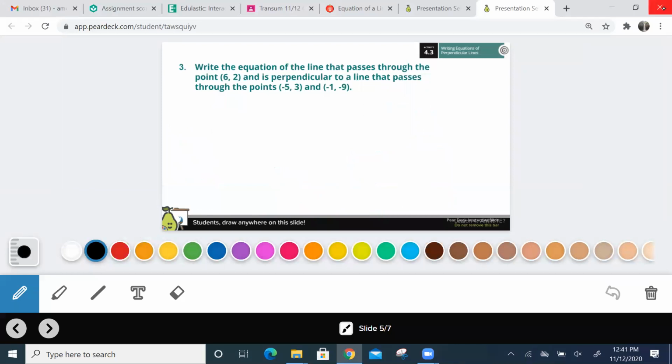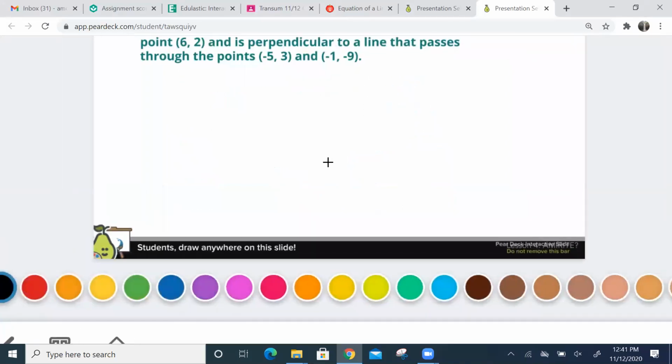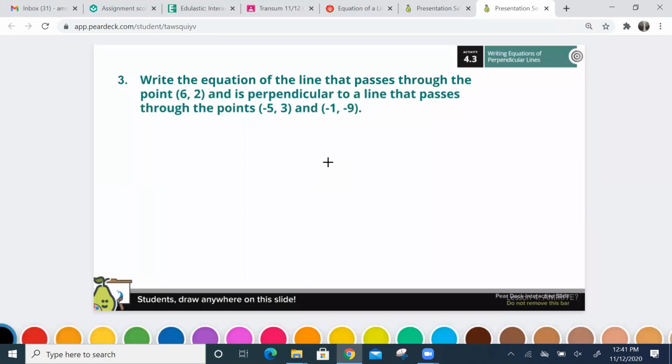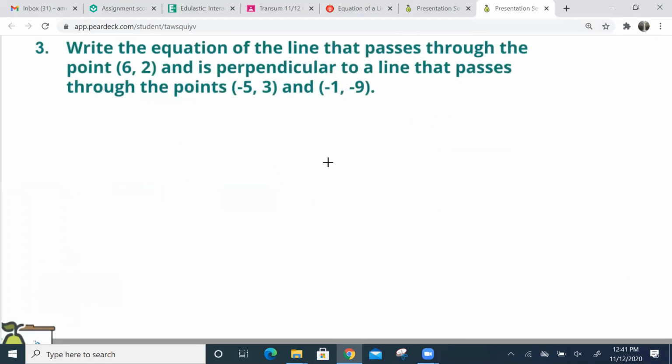Okay, on this one, it says, write the equation of the line that passes through the points (6, 2) and is perpendicular to the line that passes through the points (-5, 3) and (-1, -9). Okay, so here we're going to do two things. We're going to find the slope. To find the slope between those two points, we're going to make a t-chart.